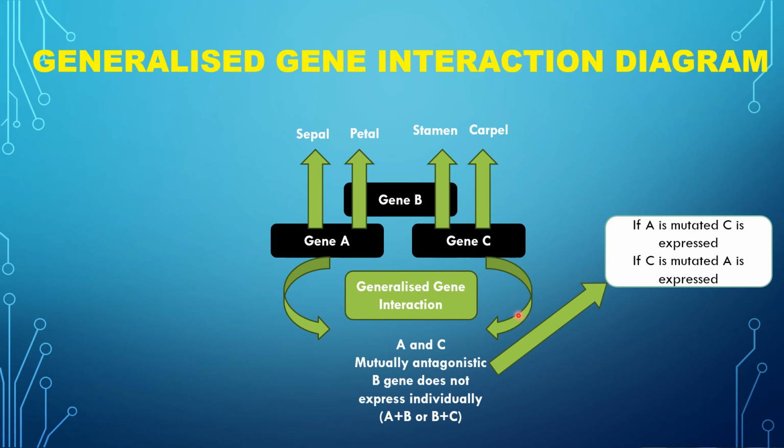And this is the generalized gene interaction. We also see underneath, A and C are mutually antagonistic. B gene does not express individually, whereas gene A and gene C express individually. When gene A expresses individually, it gives rise to sepal, and when gene C expresses, it gives rise to carpel.